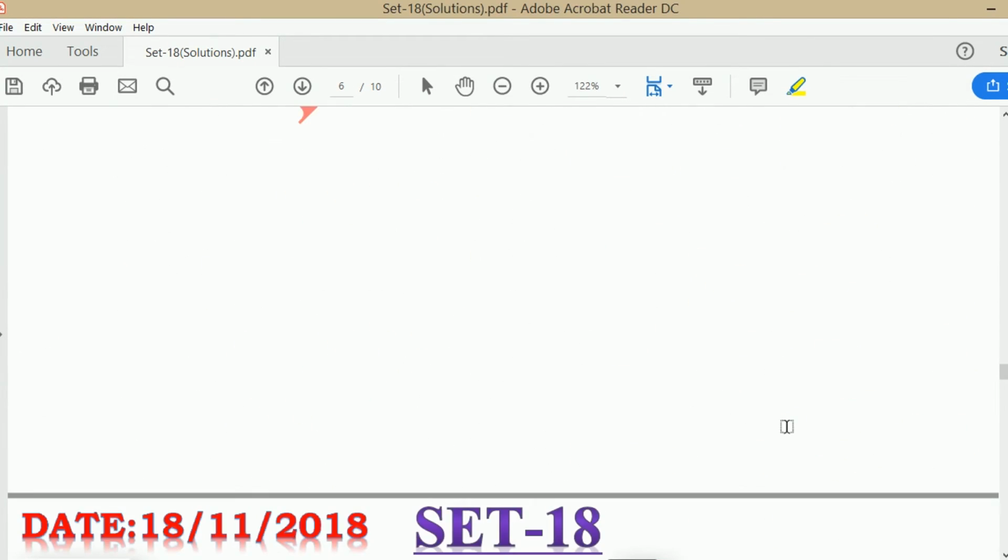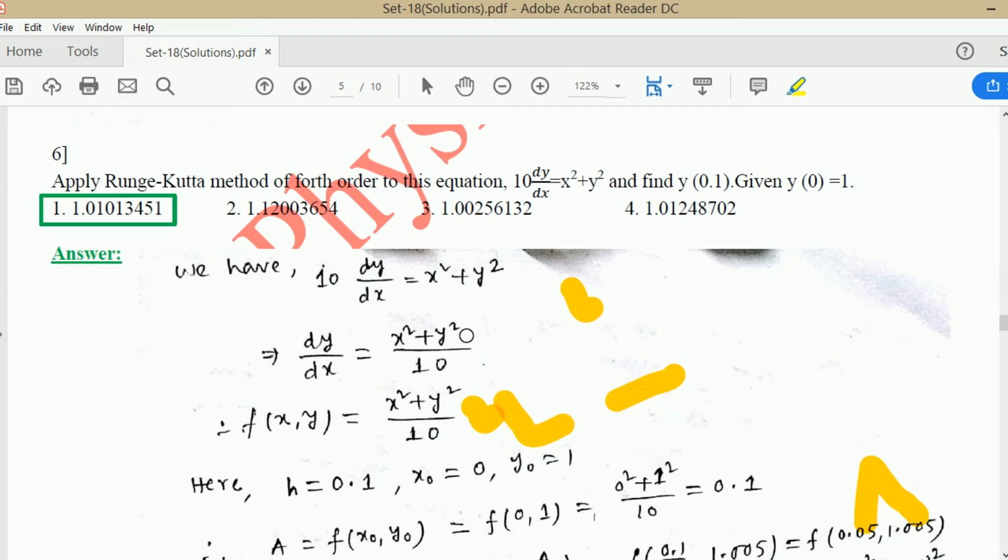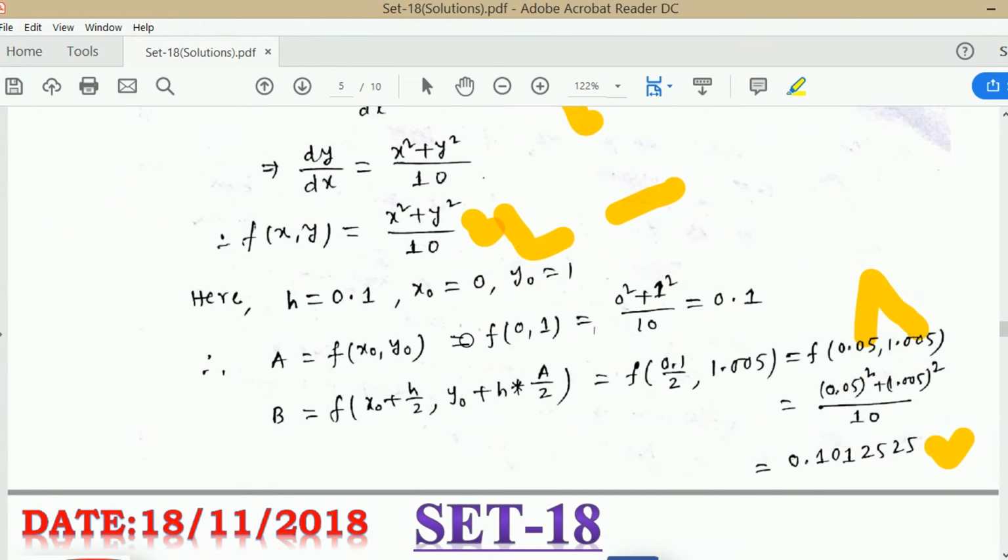Okay, so this is for the fourth order Runge-Kutta method. Sometimes you may be asked to apply the second order Runge-Kutta method. That is quite easy, but you should know about both orders, fourth order and second order.